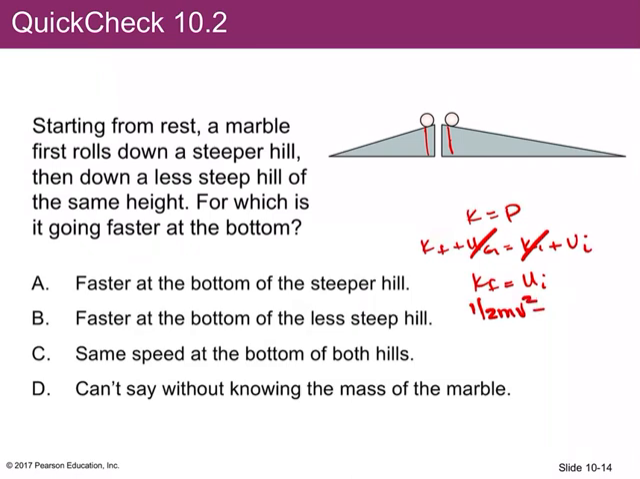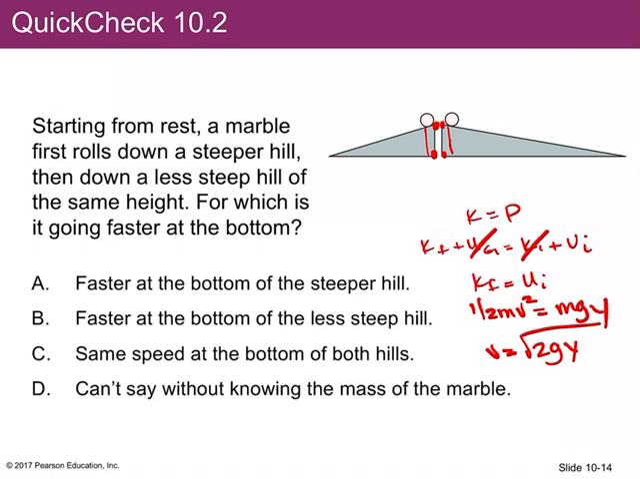If I wrote it all out like this, and I'm looking for the speed here, I'm going to end up getting the square root of 2 times gravity times the height. Well, did the height change? No, it went from this point to this point. Okay? This point to this point.